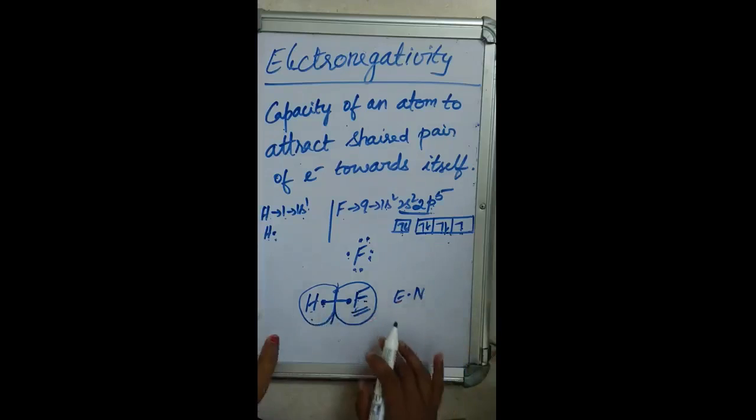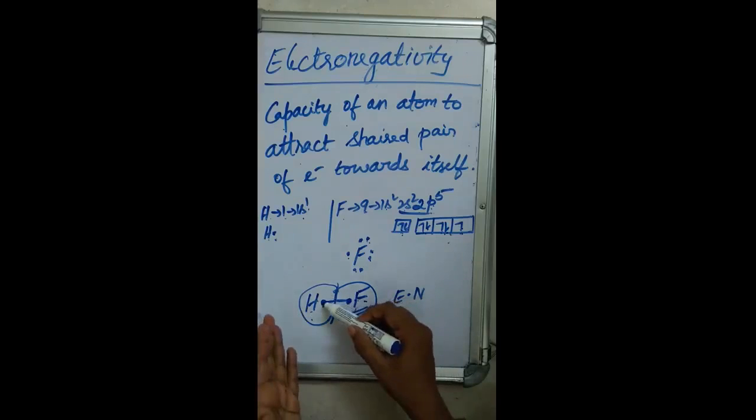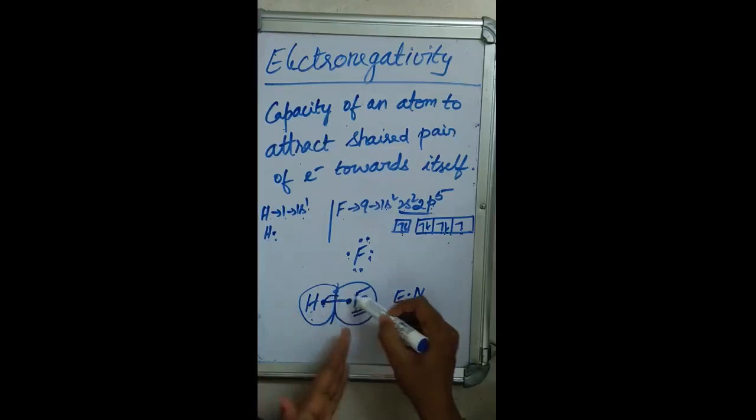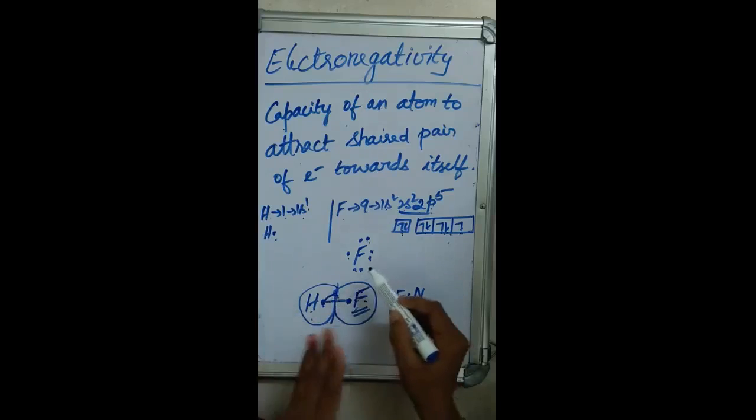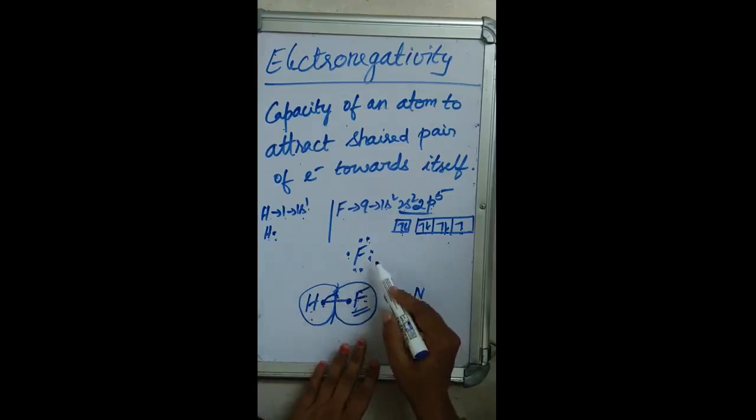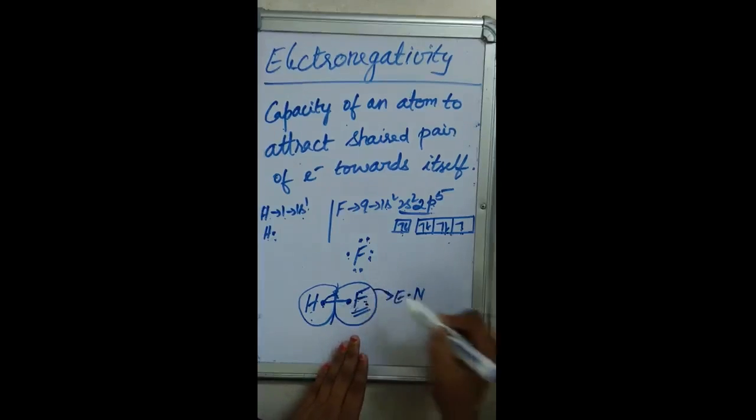Hydrogen is also not leaving. But I already told that fluorine is a very powerful element. So automatically hydrogen's electron will come here. It will come here, not entirely shift to this place. It will come here, displaced. Why will it come here? Because this is an electronegative atom.